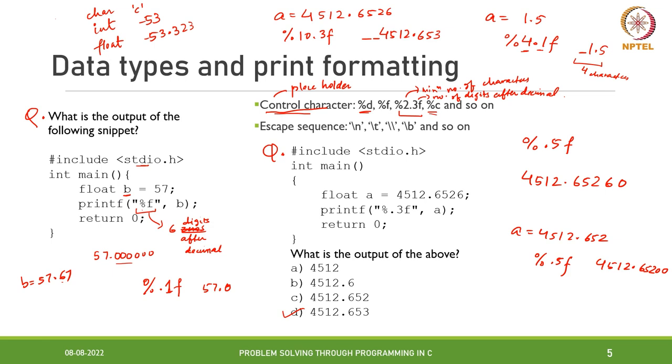All right. Is this clear now, how these control characters, like the print formatting, work?